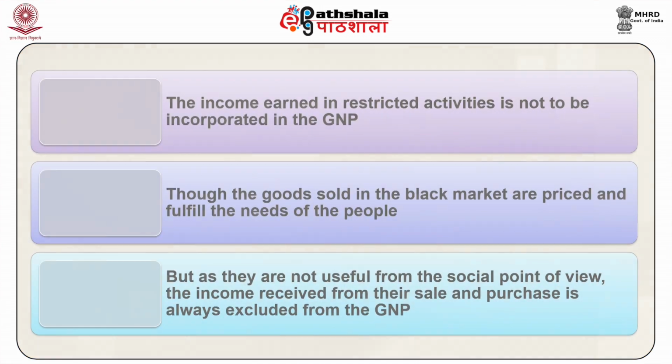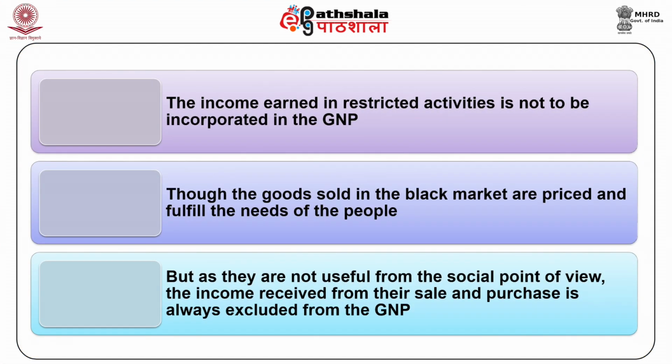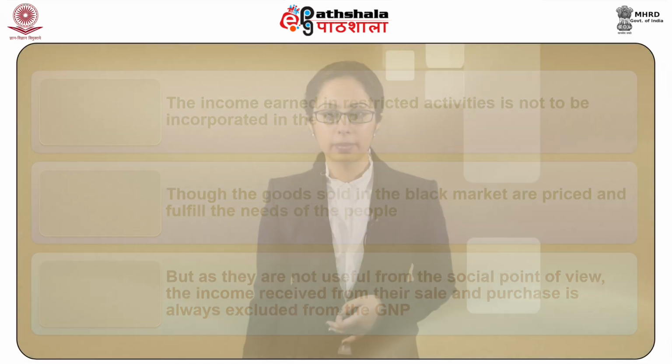Similarly, variations in the value of assets that can be ascertained beforehand and are insured against flood or fire are not included in the GNP. Seventh, the income earned in restricted activities is not to be incorporated in the GNP. Though the goods sold in the black market are priced and fulfill the needs of the people, as they are not useful from the social point of view, the income received from their sale and purchase is always excluded from the GNP.